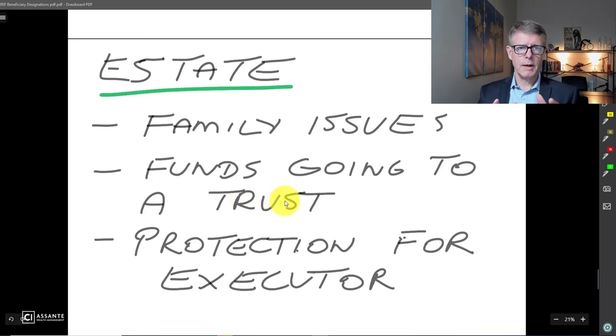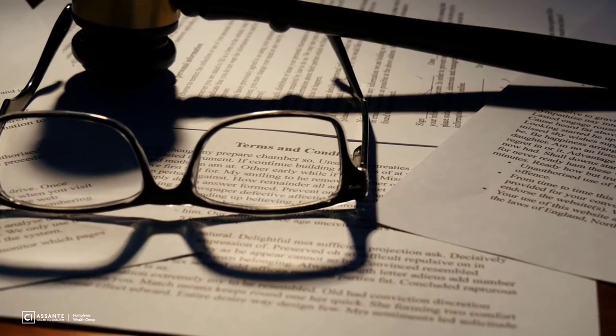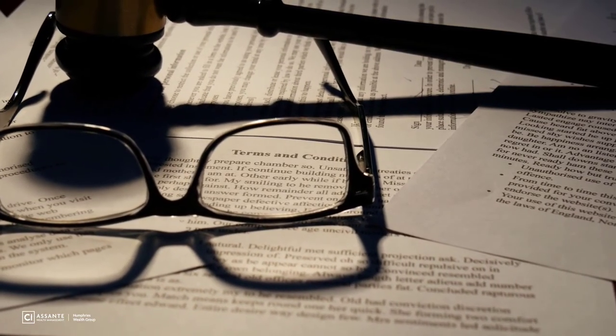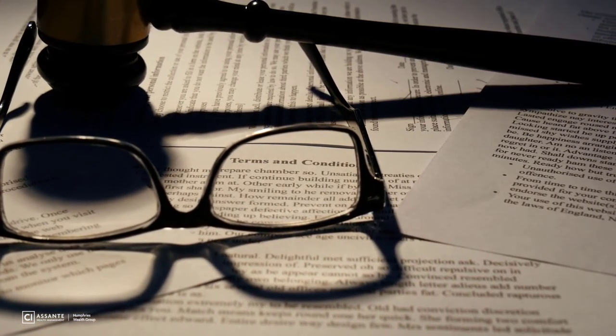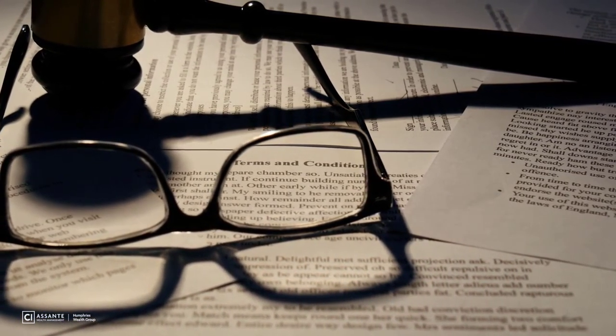So your will gets drafted, the trust is embedded in that will, and the only way that trust can be funded is for the assets to flow through the estate. So again, the estate acts as that administrator to make sure all those things happen.